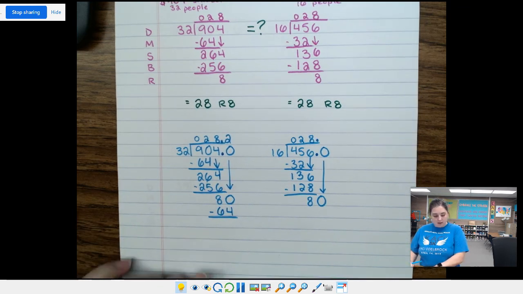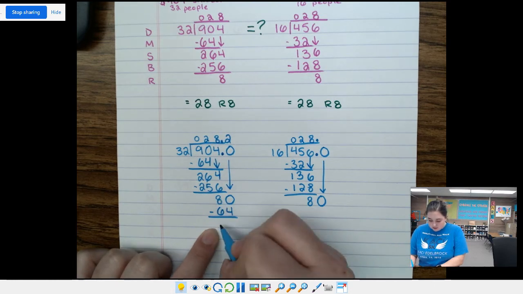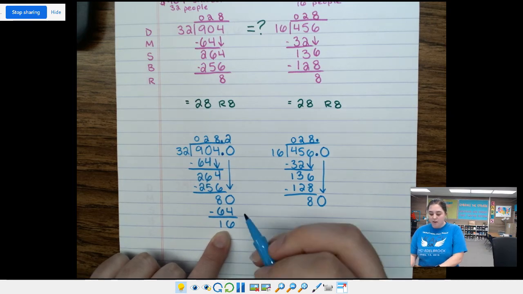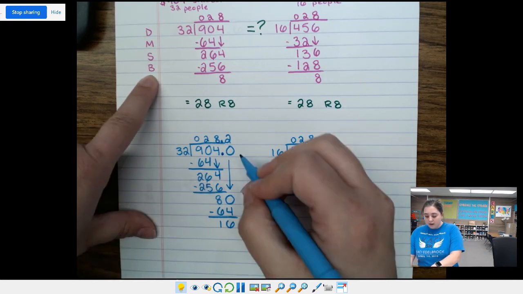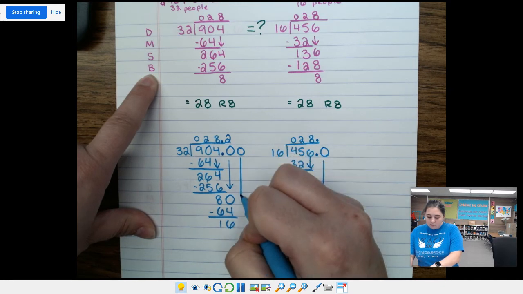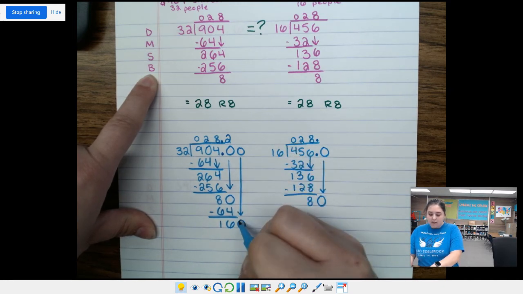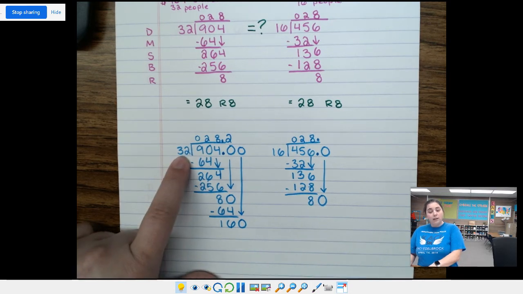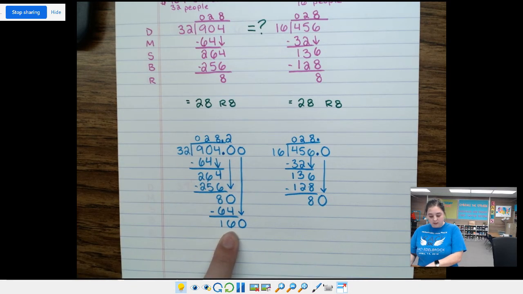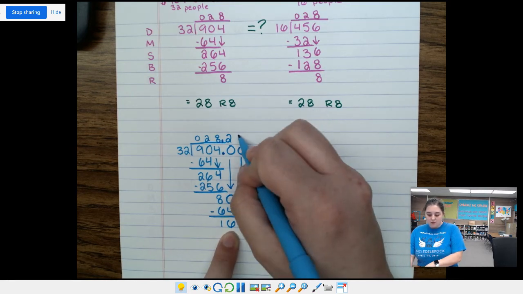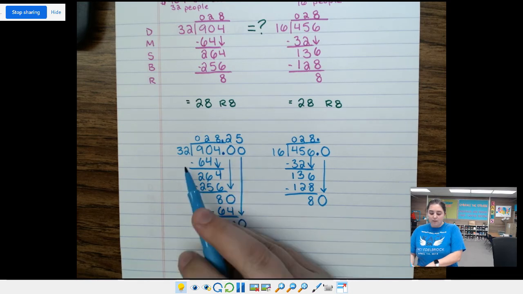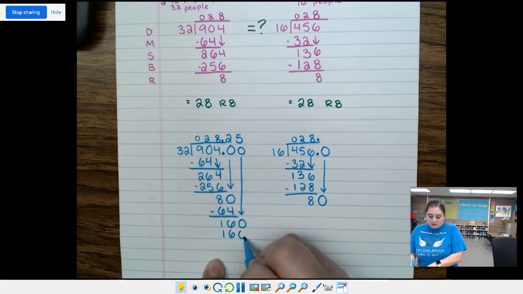Now when I subtract, 80 minus 64 is 16. If we're solving with decimals, I can't have a remainder. So I'm going to bring down another number. So that's 16 becomes 160. Repeat again. How many times can 32 go into 160? I solved earlier. I found it could go in 5 times. 5 times 32 was 160 exactly.